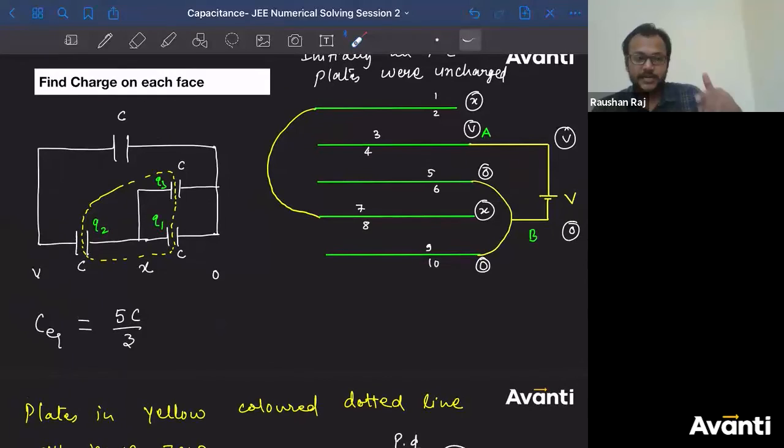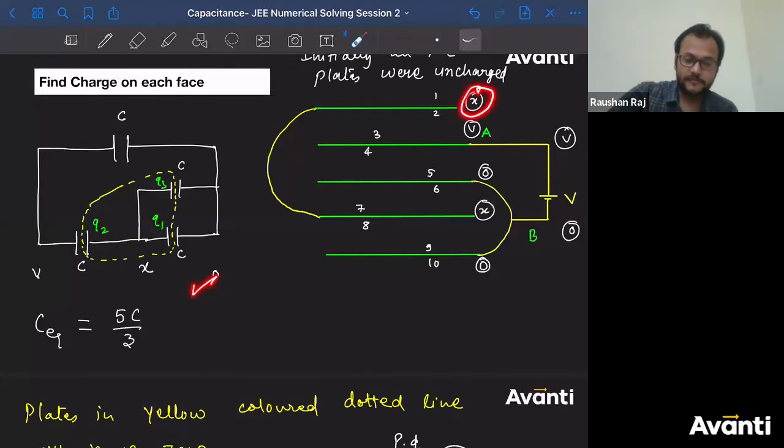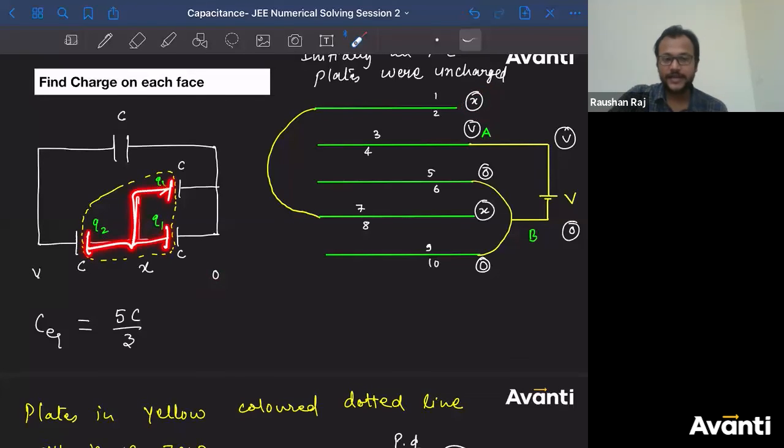To get the charge on each face of a capacitor, you should know the potential difference. In this diagram, I don't know the value of X. If I know the value of X, I will get the potential difference, and if I know the potential difference, I'll get the charges on each face. To get the value of X, I have to use charge conservation. Why? Because these three plates are isolated plates. They are not connected to anything but each other.